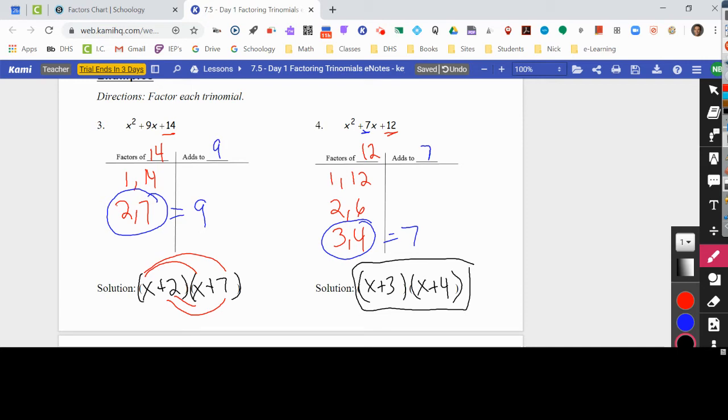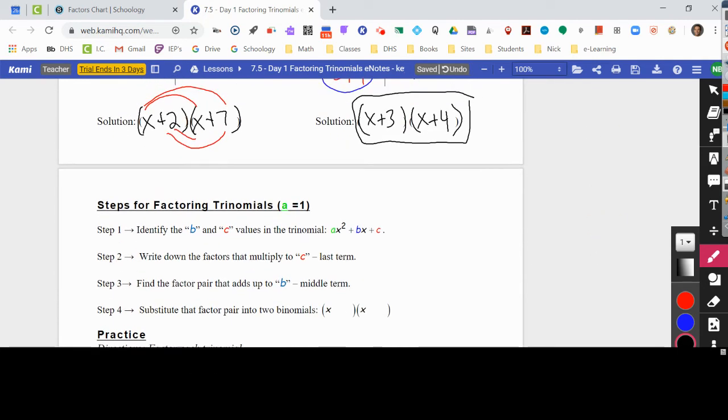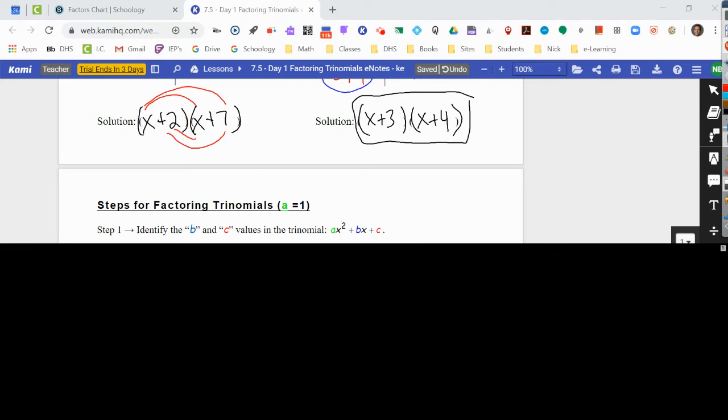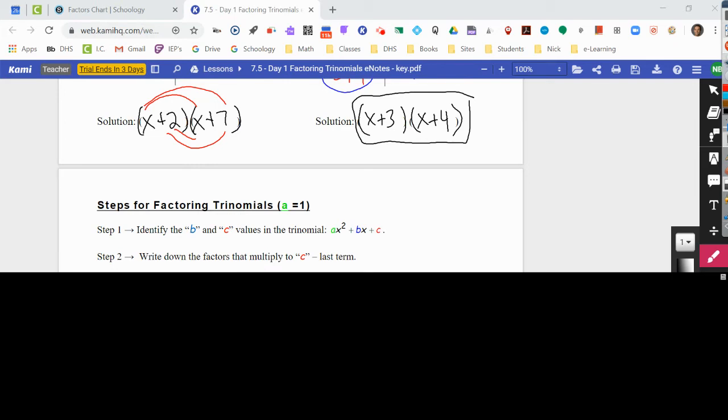Now let's see the steps that I just did here. Here are the steps to factor trinomials, when my a value is 1. Step 1 is to identify those b and c values, so we pick out where the b value is and what the c value is. Then I'm going to write those factors that multiply to c, or my last term, down using that t-chart.